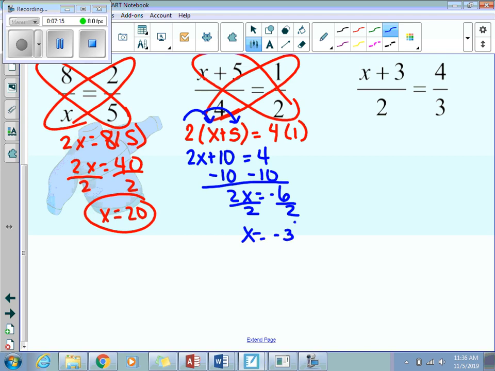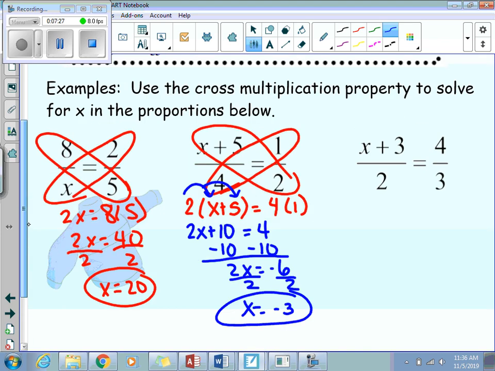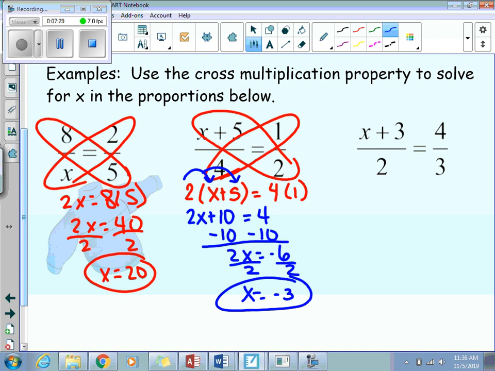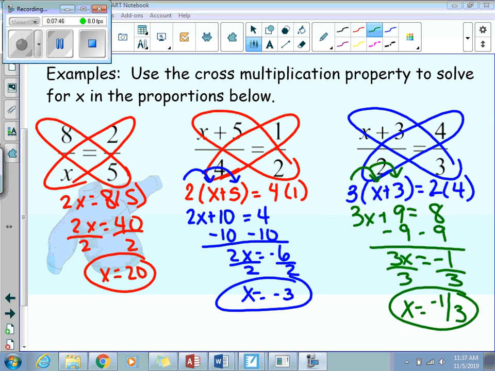Remember, you can always check your answer by plugging it back in, right? If we plug that back in, we get -3 plus 5, which gives us 2 over 4, and 2 over 4 simplifies to 1/2. Okay, we're going to do this one more time for this last one here. Want to make sure you remember to distribute. I want you to pause the video here, try to get it done yourself. Make sure your answer matches what I get. All right, so we get x to equal -1/3 there.